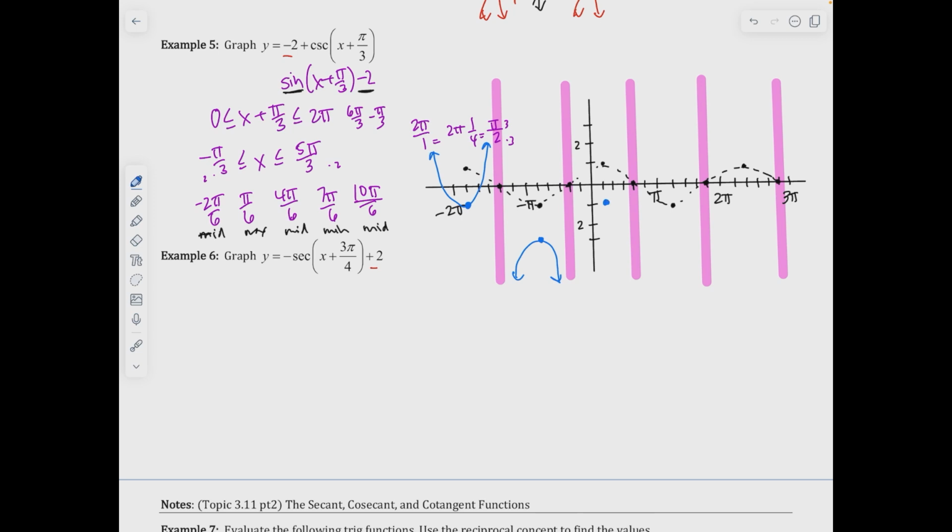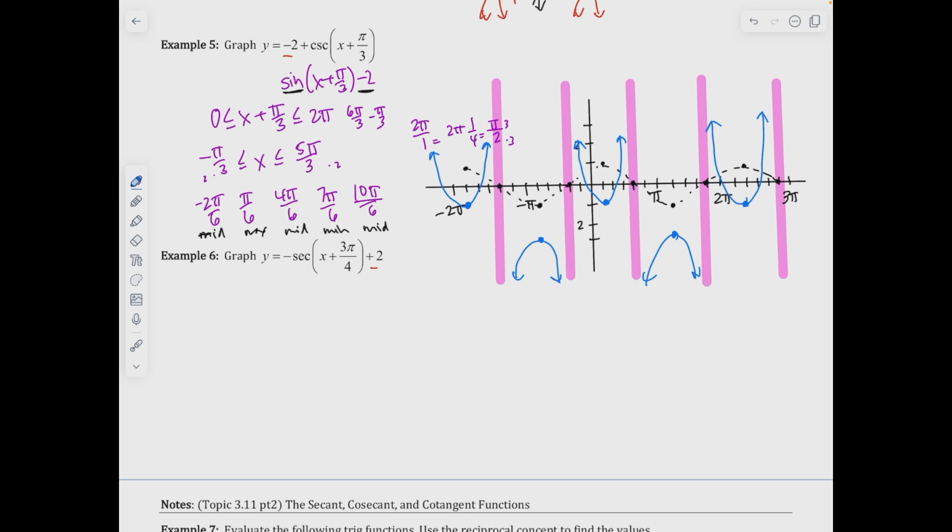Down 2 units, opening up. Down 2 units, opening down. Down 2 units, and opening up. Okay, so that's how I would account for the minus 2 at the end as well.